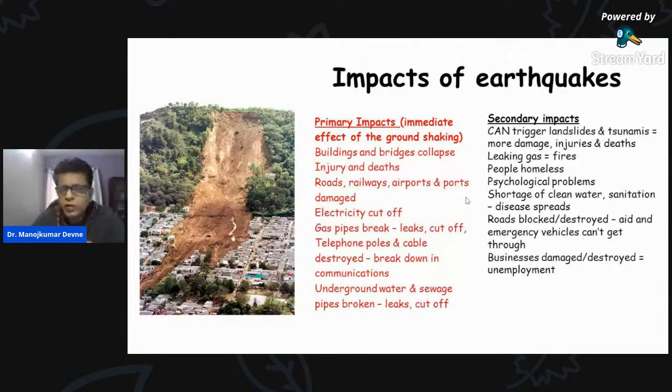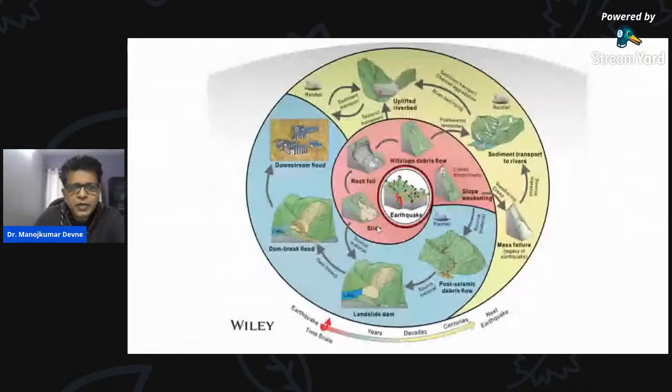Now remember, these are general impacts. If you see all these words in front of you, the bridges, buildings, roads, railways, electricity, gas, telephone, broken underground sewage pipes, psychological problems, homeless people, these are human impacts, I would say. These are included initially basically because these are directly impacting human beings. But there are going to be impacts as far as the geomorphic impacts, as they are called. So these are human impacts, and then we need to go into the geomorphic impacts.